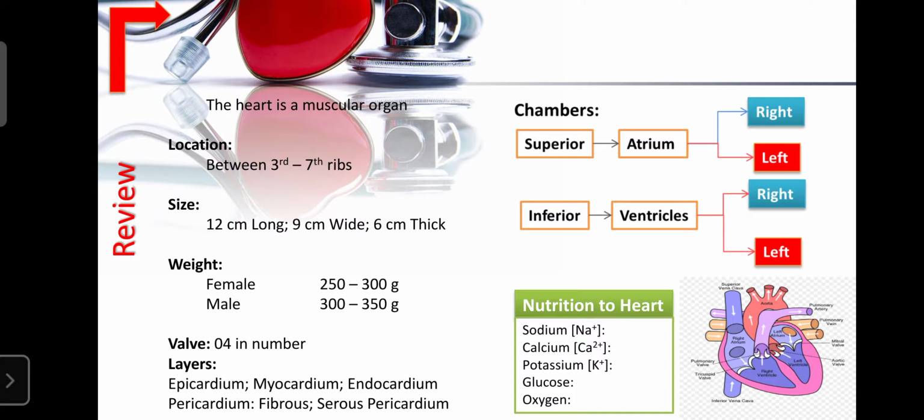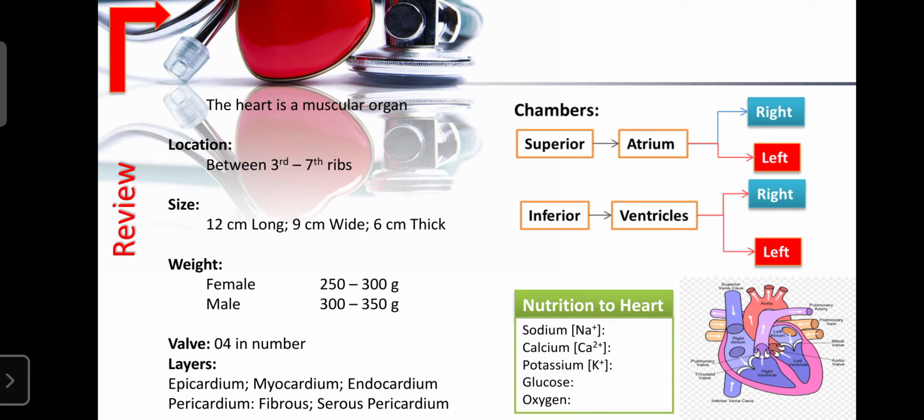Regarding the layers, the heart is made up of three layers: the epicardium, the outer layer; the myocardium, the middle layer, which plays an important role in contraction, relaxation, and conduction; then the endocardium, the inner lining layer. The heart is also covered by a layer known as the pericardium, which consists of two layers, the fibrous and serous pericardium.